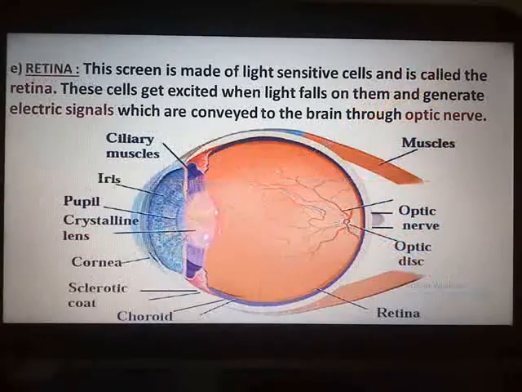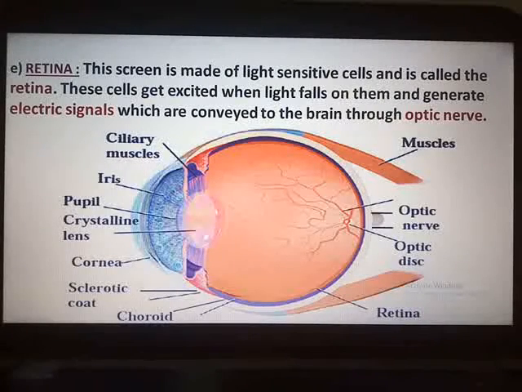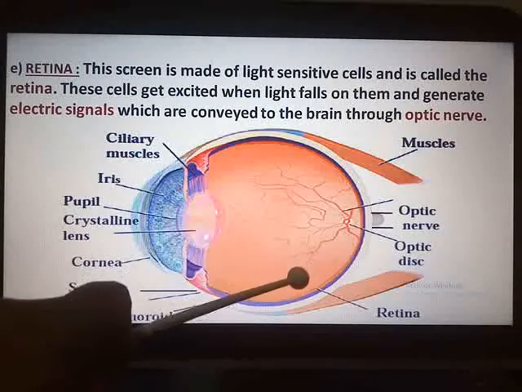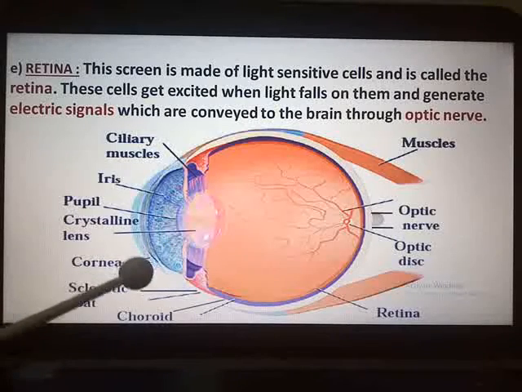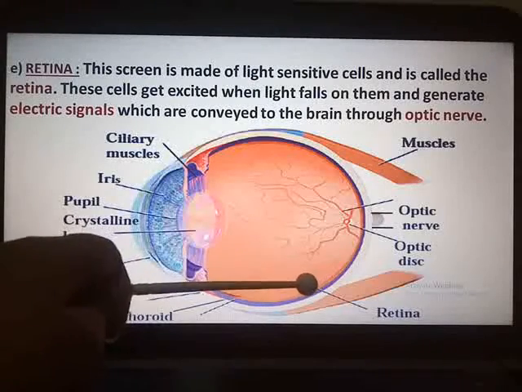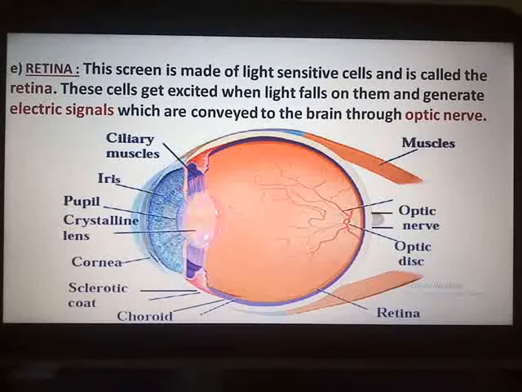The next part of the eye is the retina. I have told you just now that the real and inverted image is formed by the lens on the screen, which is the retina. Just as when you visit a theater, you see the film on the screen, similarly is the role of the retina. This light sensitive screen is made up of light sensitive cells. These cells get excited when light falls on them and generate electrical signals. The signals are conveyed to the brain through the optic nerve.